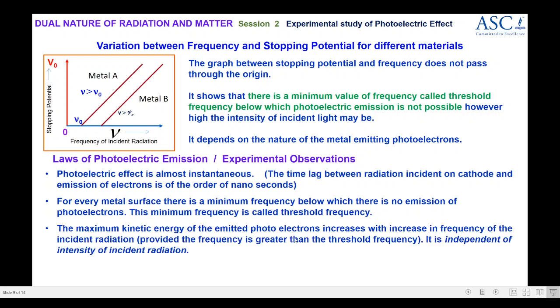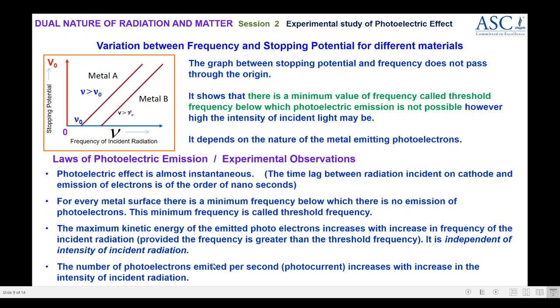Third one, the maximum kinetic energy of the emitted photoelectrons increases with increase in frequency of the incident radiation, provided the frequency is greater than the threshold frequency. And you also should know that the maximum kinetic energy is independent of the intensity of the radiation. The number of photoelectrons emitted per second increases with increase in the intensity of the incident radiation. All these observations are framed into laws, and these laws are important for the board exam.